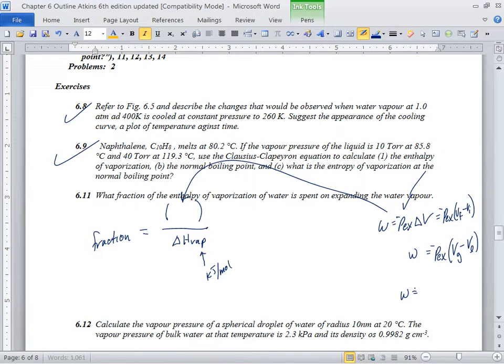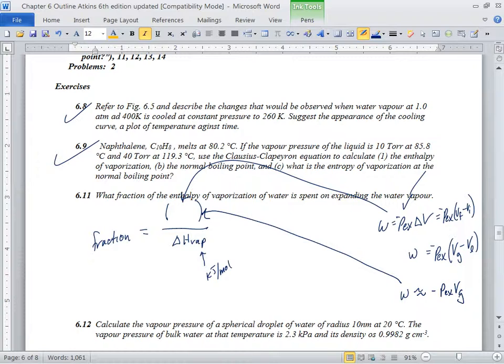Okay, now the next step, the work that we're going to put up here is approximately negative Px Vg. Why can you say that? It's gas, the volume's going to be small. Yeah, the gas volume is so much larger in comparison to a liquid.